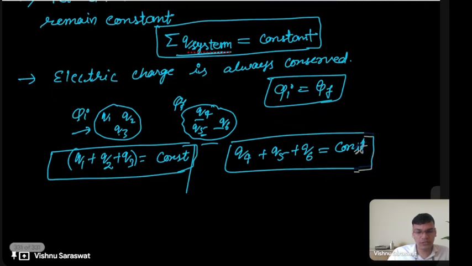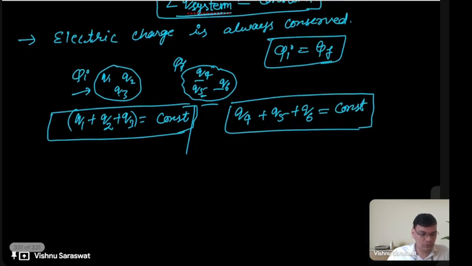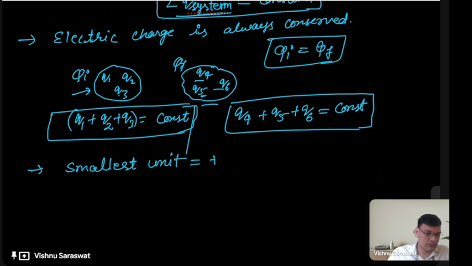So the smallest unit, as I already told you, is plus minus 1.6 into 10 raised to power minus 19 coulomb. So the least possible value of charge that can be transferred is the charge of an electron, the least possible value.